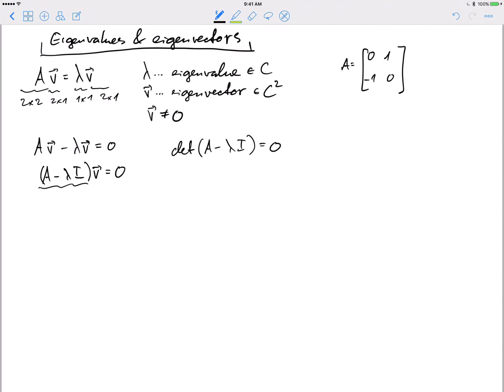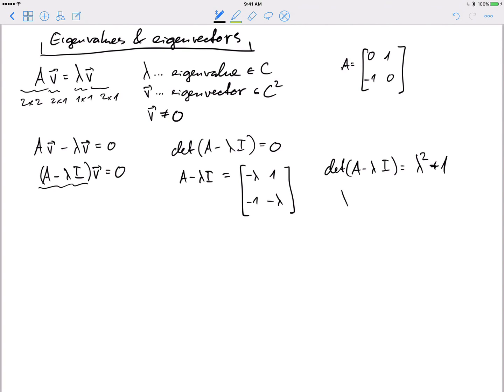But let me at least compute the determinant here. A minus lambda I. So what is A minus lambda I? A is this, right? If I do minus lambda identity, then it's minus lambda, 1 minus, 1 minus lambda, right? What's the determinant of this? Lambda squared plus 1. That's exactly right. I assume everybody knows the determinant of a 2x2 matrix.